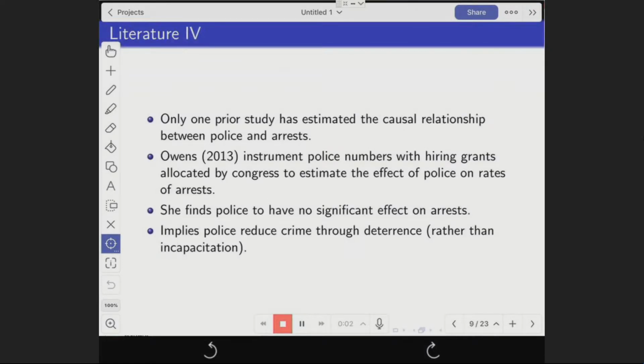When you look at police on arrests, only one study, by Emily Owens, has managed to do it. She takes an instrumental variables approach, and she instruments police numbers with hiring grants allocated by the US Congress. And she finds police have no significant effect on arrests. And what does that imply? That implies that police, at least in the US in the late 90s, are reducing crime through deterrence rather than incapacitation.